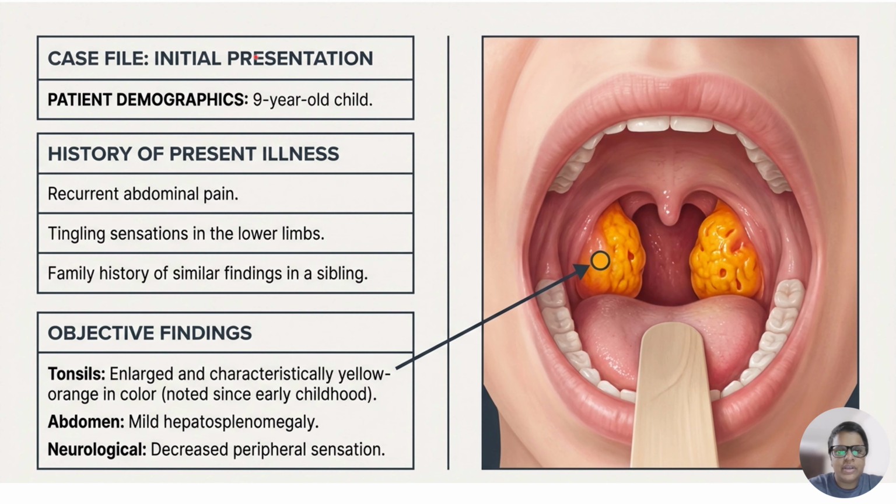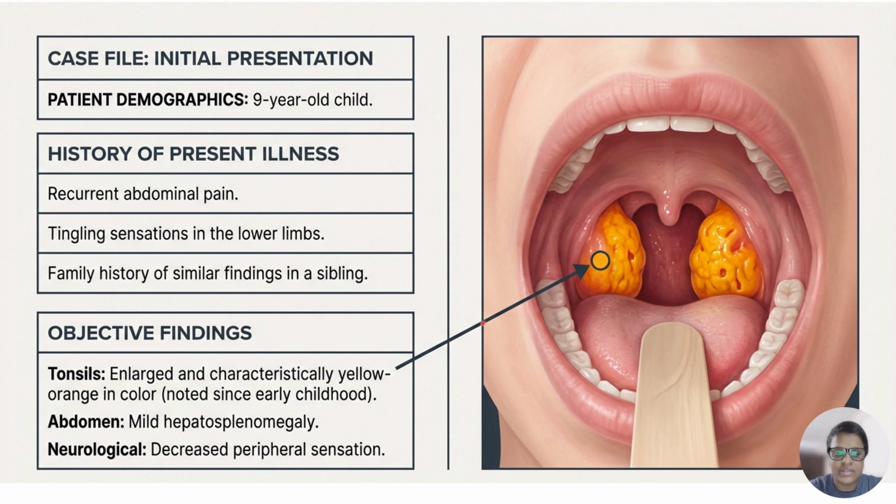So the initial case presentation is as follows. We have a 9-year-old child with history of presenting illness, recurrent abdominal pain, tingling sensation in the lower limbs, and family history of similar findings in a sibling. On examination, there was a peculiar finding. The tonsils were enlarged and characteristically yellow-orange in color. It was noted since early childhood, and that is what is depicted in the image here.